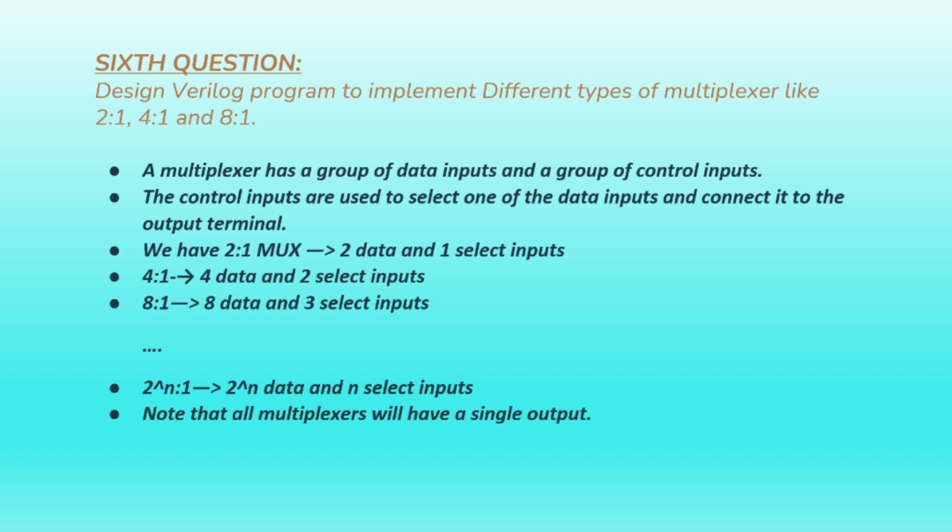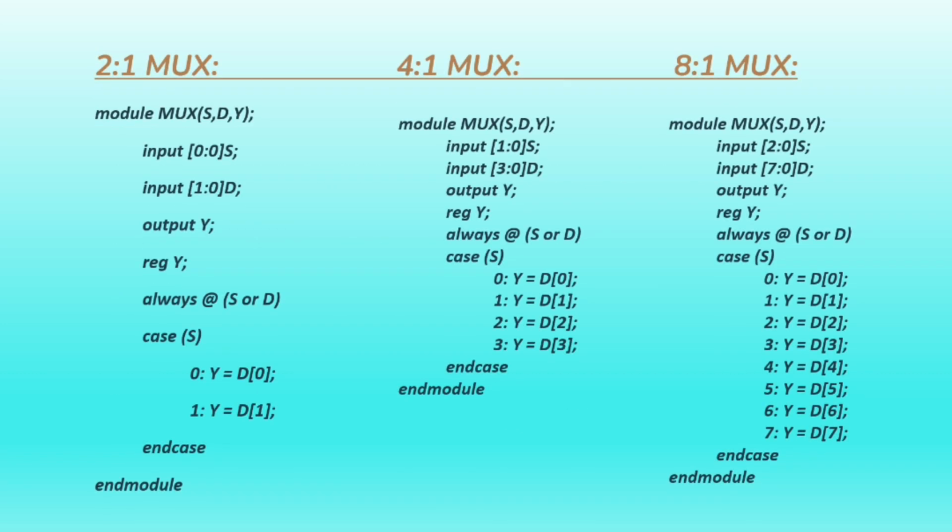We have 2:1 mux, with 2 data and 1 select line. We have 4:1 mux that has 4 data and 2 select inputs. In 8:1 it has 8 data lines and 3 select lines. In general, 2 to the power n is to 1 has 2 to the power n data and n select lines. Note that all multiplexers will have a single output. Let us write a Verilog program for 2:1 mux, 4:1 mux and 8:1 mux.